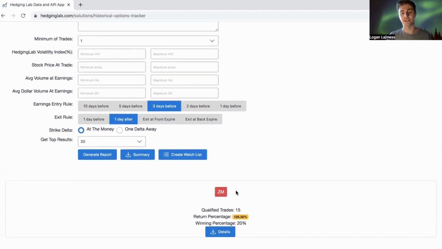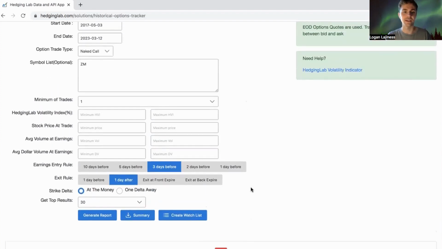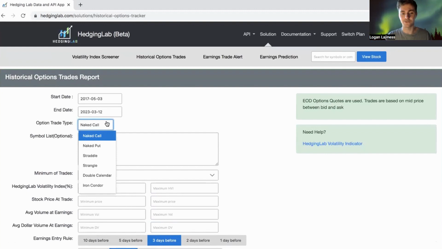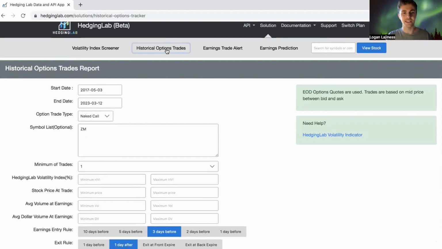That's one example, right? So you can say, okay, Zoom for the last 6 years has been profitable if I just buy naked calls. You only win 20% of the time, but you're actually up 125% just because that had been such a solid bullish stock. And then even right before then as well, it was a pretty decent stock for a lot of people to own when it came to around their earnings reports. So that's one way you guys can utilize this, which I think is awesome. So if we take a look, that is under this tab right here, right?